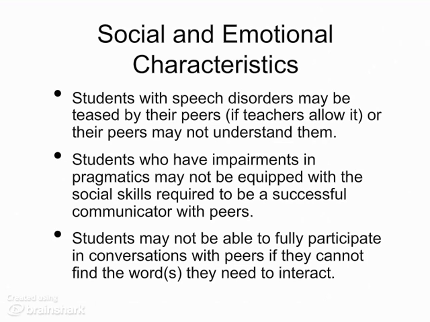There are some social and emotional characteristics that students with speech and language impairments may also deal with. These students might be teased by their peers, or their peers may not understand them. These students might have impairments in pragmatics and not be equipped with the social skills required to be successful communicating with peers. And these students may not be able to fully participate in conversations with peers if they cannot find the words they need to use in order to have these conversations.